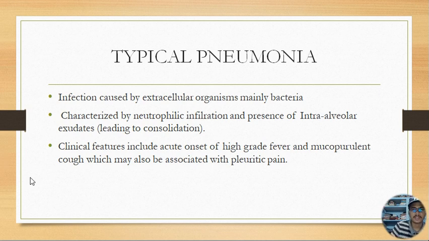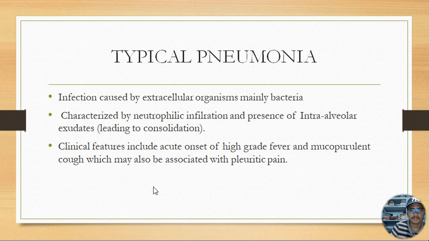Now, typical pneumonia is an infection caused by extracellular organisms, mainly bacteria. So typical pneumonia is most commonly caused by bacteria, so it is also called bacterial pneumonia, and it is characterized by neutrophilic infiltration. Remember that it is characterized by neutrophilic infiltration, and there is a presence of intraalveolar exudate leading to consolidation. It is the most important characteristic of a bacterial or typical pneumonia, that there is infiltration of neutrophils and a presence of intraalveolar exudate.